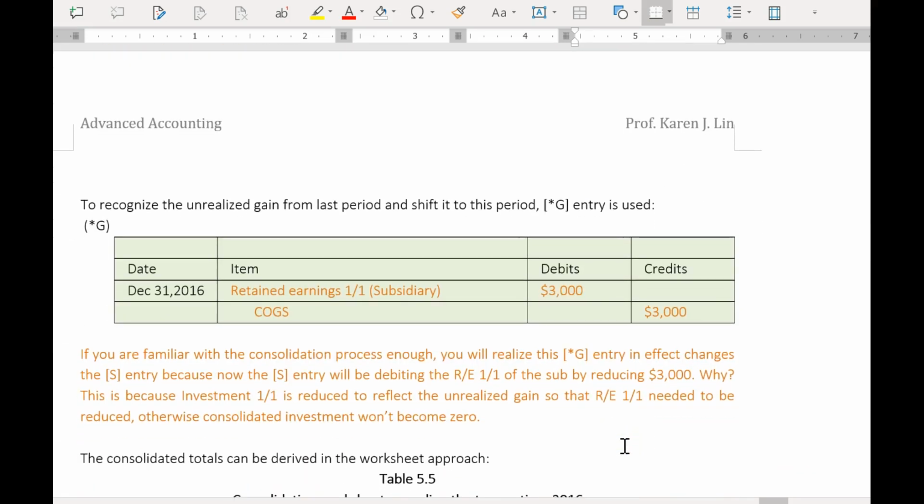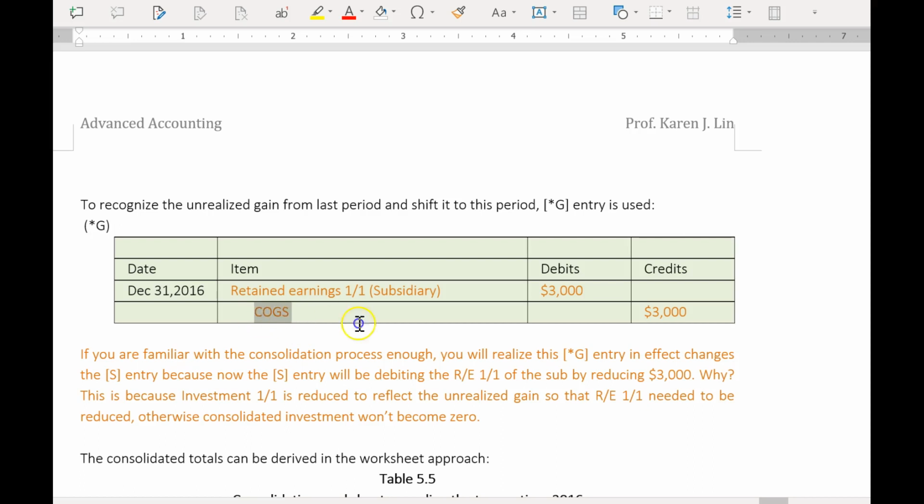How this works is that because the subsidiary has a 3,000 unrealized gain, which they recognize in their net income, but shouldn't have been realized last period. So last period, they recognized the $15,000, which contains a 3,000 unrealized gain that should be realized this period. So how are we going to realize that? We are crediting cost of goods sold. Now, when you credit cost of goods sold, does it increase or decrease? It decreases.